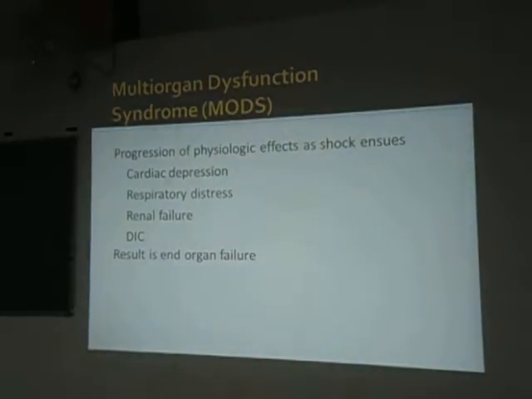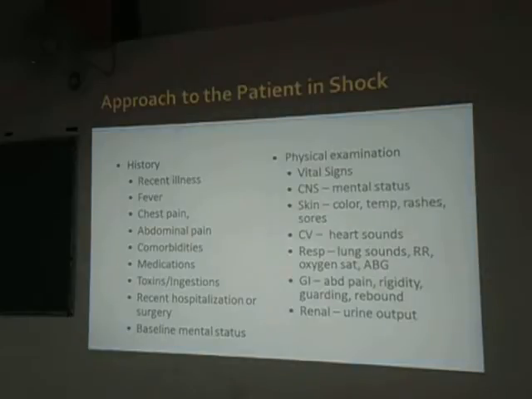There will be progressive physiological effects as shock progresses. There will be cardiac depression, and the respiratory system is affected. Then if there is not enough blood passing through the renal system, we can get renal failure, and disseminated intravascular coagulation due to local thrombotic mechanisms, and this can lead to end organ failure. So how to approach these patients?